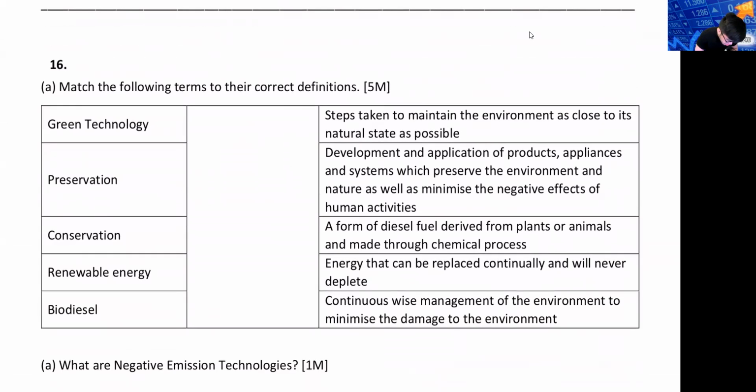Green technology should be this: development and application of products which preserve the environment and minimize the negative impact of human activity. So that's green technology lah. We are trying to reduce our negative impact. That's the point of green technology. So what is preservation? Preservation is when you want to maintain the environment. You don't want the environment to keep getting worse.